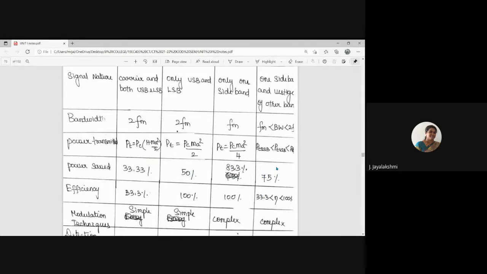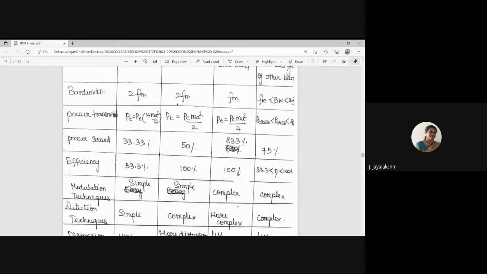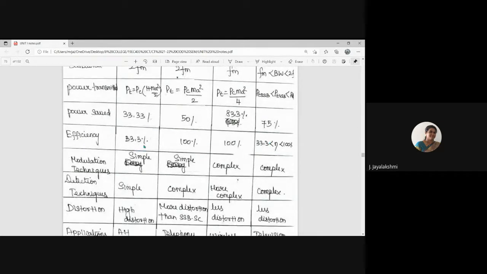It lies in between. What is going to be the efficiency? Along with the carrier, it is going to be 33.3%. Of course, the efficiency in these two categories comes to around 50 or nearly 100. Whereas the efficiency of vestigial lies between 100 and 33.